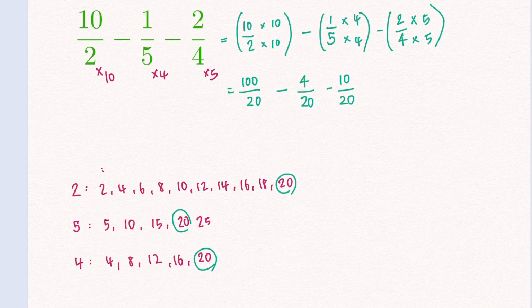Now that they all share the same bottom of 20, it means we can calculate the numerators. 100 minus 4 minus 10. We'll do 2 at a time. 100 minus 4 is equal to 96. 96 minus 10 is equal to 86. So it equals 86 over 20.